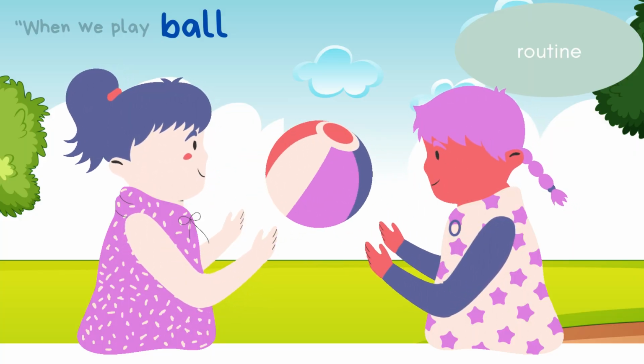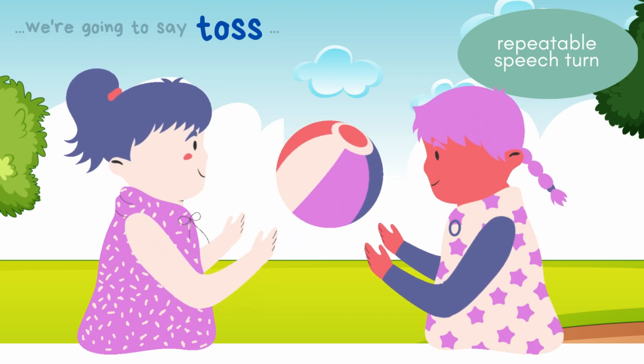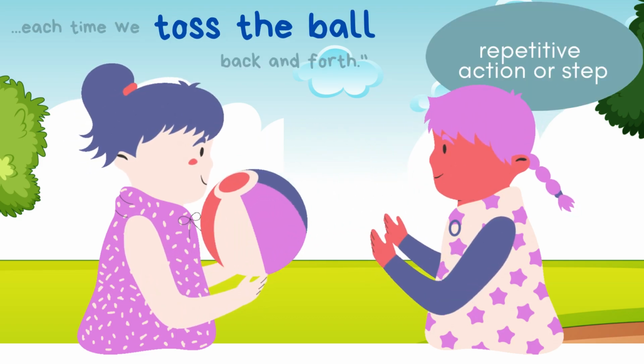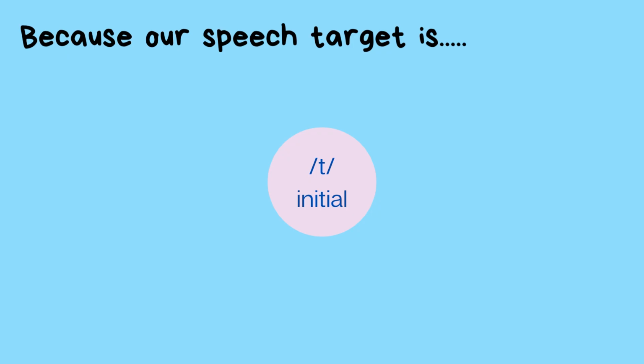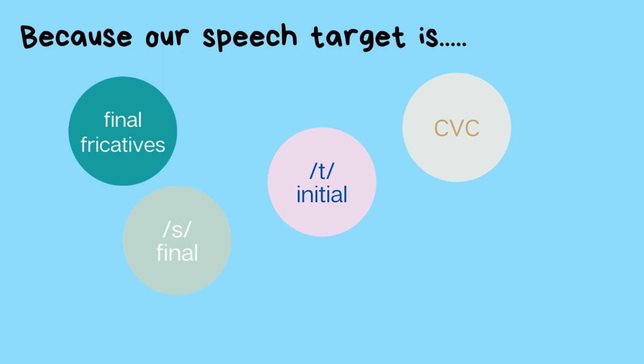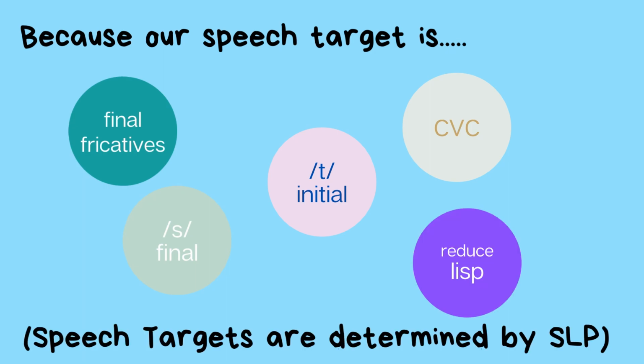When we play ball, we're going to say toss each time we toss the ball back and forth, because our target is T initial for the word toss, or maybe S final, or it could be CVC syllable shapes, final fricatives, or reducing a frontal or lateral lisp.